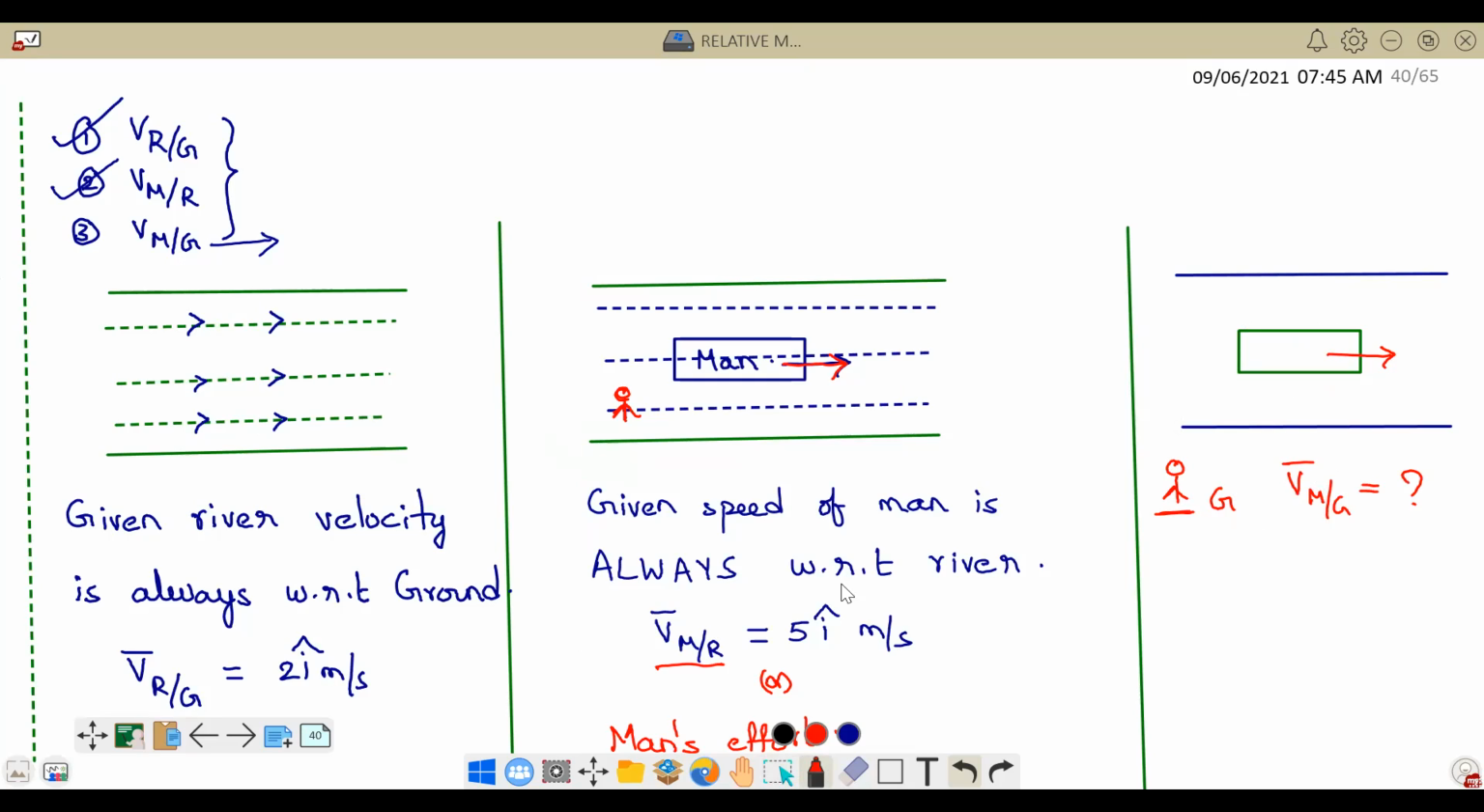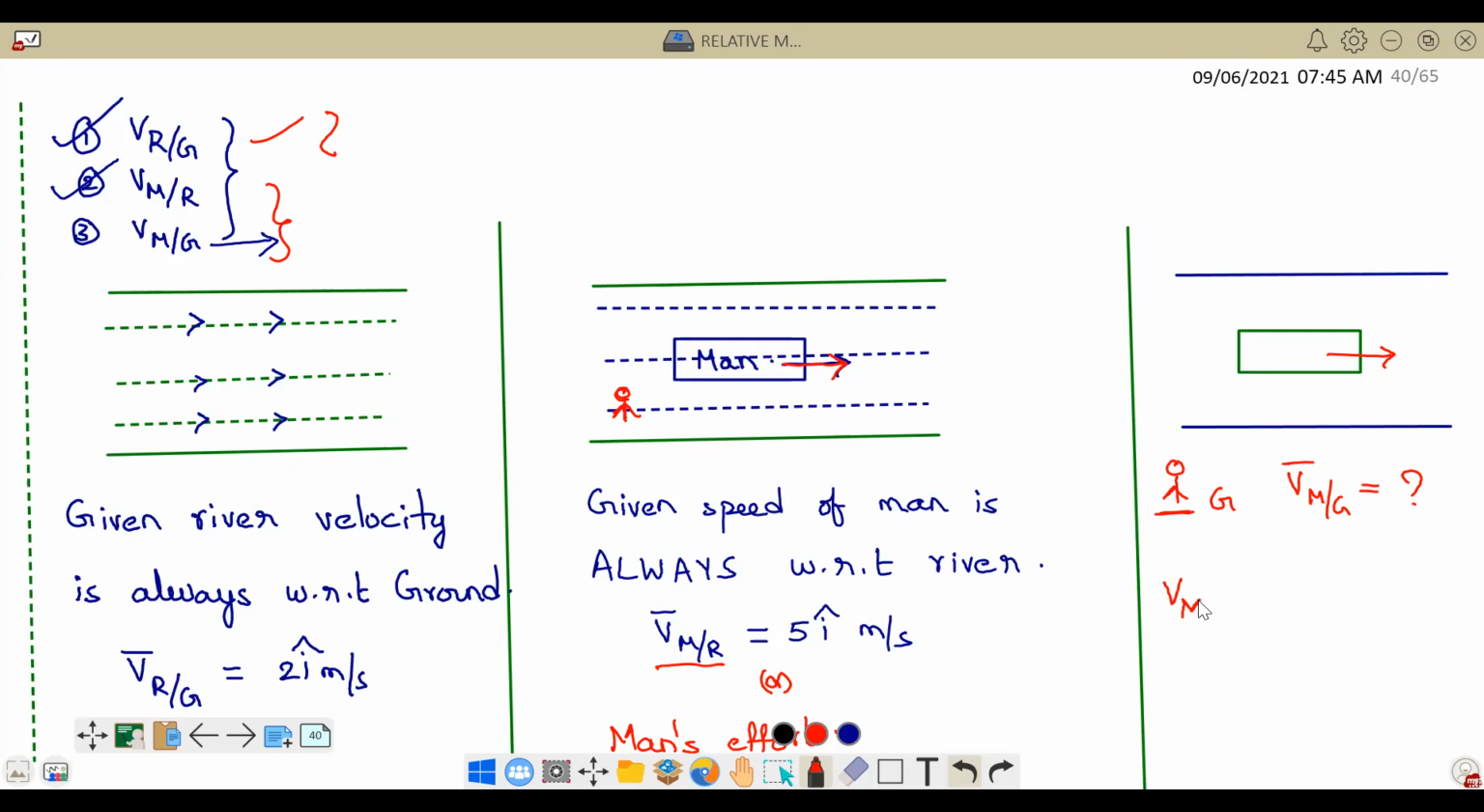Or sometimes after solving some problems, they may give these two and ask this one. Or they may give first and third, they may ask this one. First we'll start solving problems when the first two are given, and then how to calculate this one. After solving some problems, they'll give 1 and 3, they'll ask 2. Or they'll give 2 and 3, they'll ask 1. But the equation is very simple. Are you understanding?